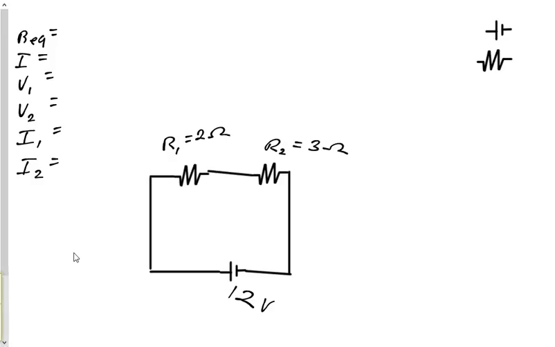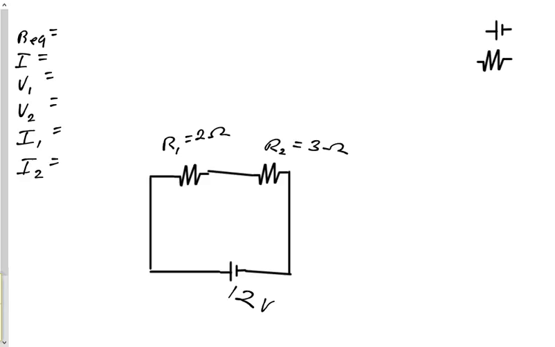All right, so we've got a circuit here with a 12-volt battery, a 2 ohm resistor, and a 3 ohm resistor. We want to find the equivalent resistance. We would find the current throughout the entire circuit, and then we want to make a determination after that which is the same. Is it the voltage that's the same through the 2 resistors, or is it the current that's the same through the 2 resistors?